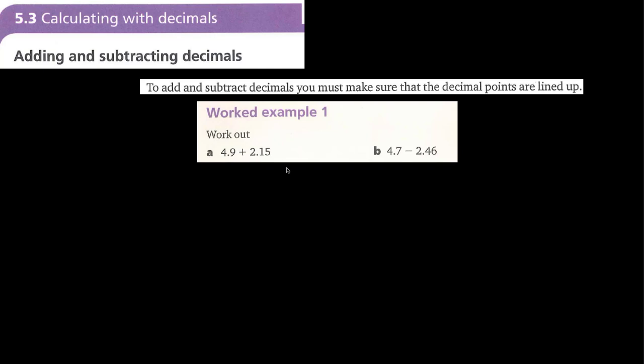Hi dear students, we are starting the third lesson of this chapter. We are going to learn some calculations. We are going to learn addition, subtraction and multiplication in decimals in this video.